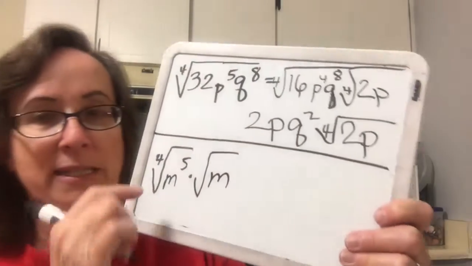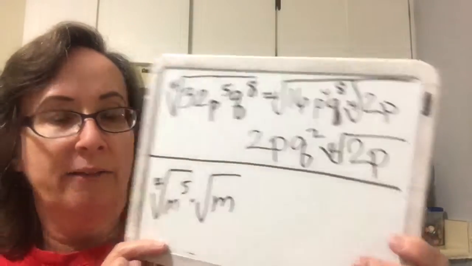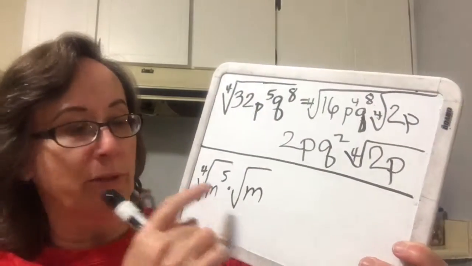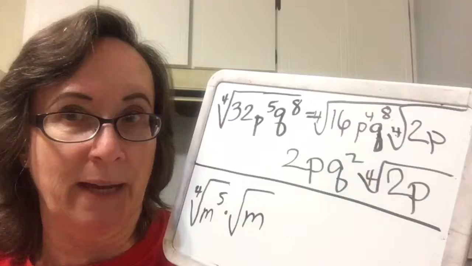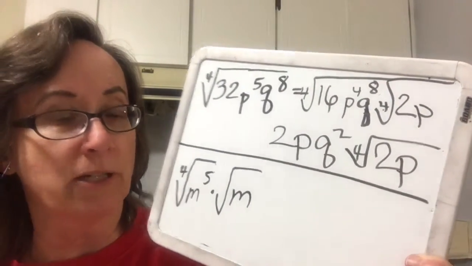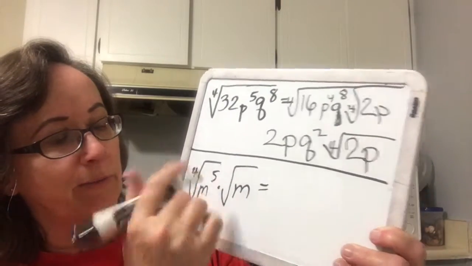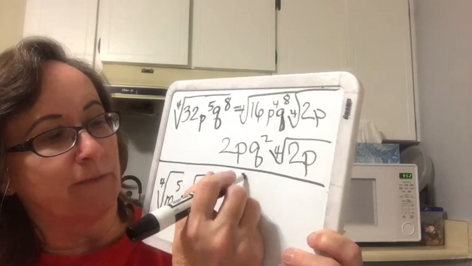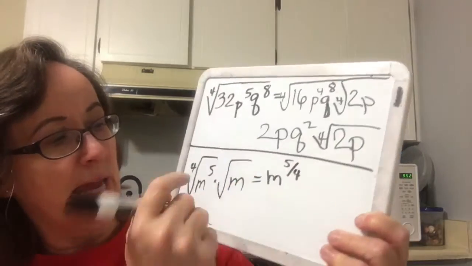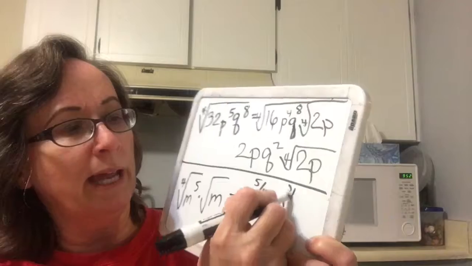On this one, this is the first one where they're actually changing. They're giving us a fourth root and a square root that we have to multiply together. The only way to do this is to go to our rational exponents. So we're going to write the fourth root of m to the fifth as m to the 5 over 4. And we're going to write the square root of m as m to the 1/2.